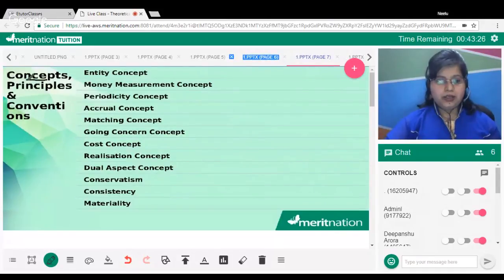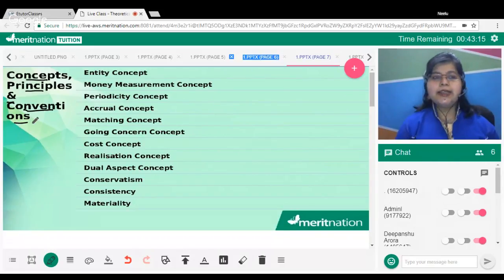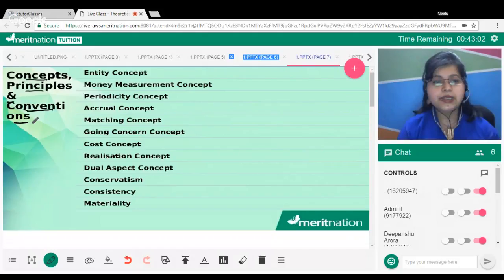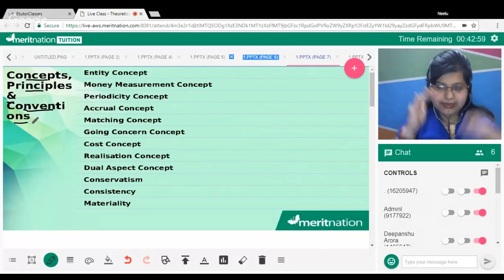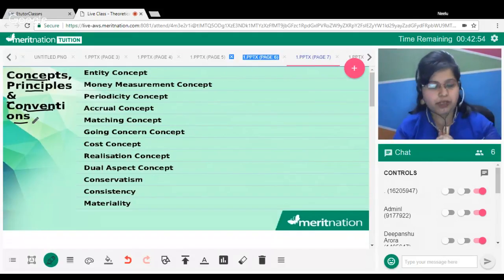Now, concepts, principles, and conventions. Guys, concepts, principles, and conventions are basically the guiding principles or the guiding rules that would help you in making your accounting books and in making decisions in accounting which are good for the business as a whole. So basically these are the things that guide your entire thinking while you are making the books of accounts. So guiding and actually giving the result, there are some differences here.